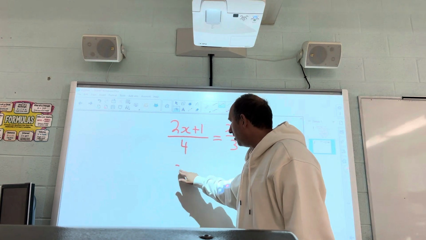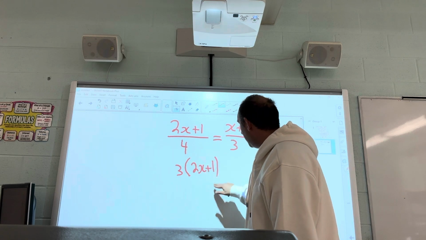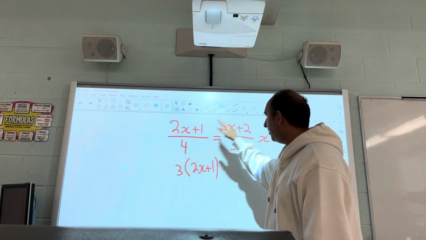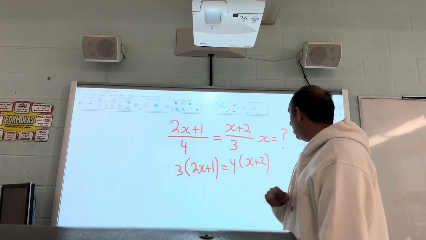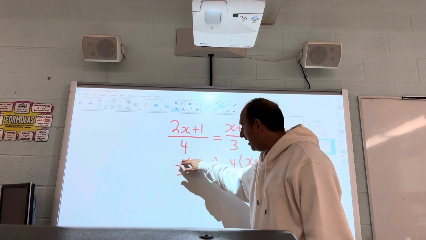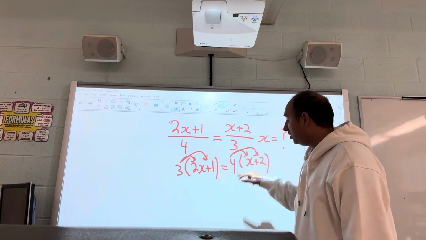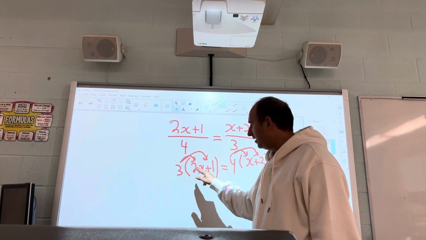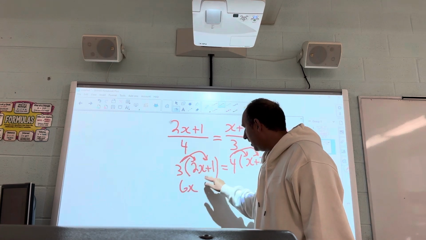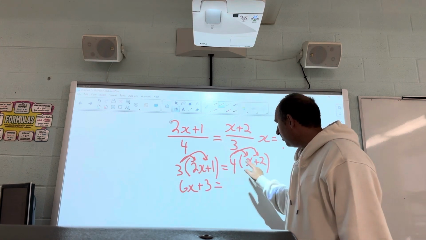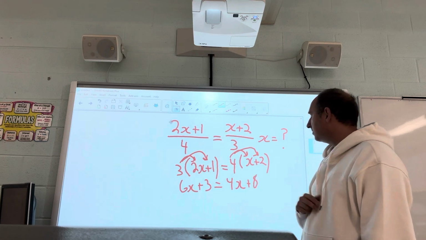So the long version is I'm going to just go like this. I'll do 3 times (2x + 1) is equal to, cross multiply, Zorro, 4 open brackets x + 2 close brackets, okay? And then you're going to do the distributive property. The distributive property just means you're going to multiply the number into every term inside the bracket. 3 times 2x is 6x, 3 times 1 is 3, 4 times x is 4x, and 4 times 2 is plus 8.